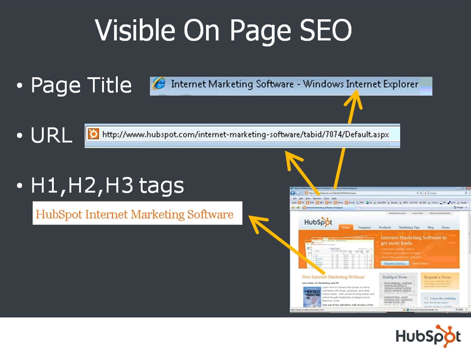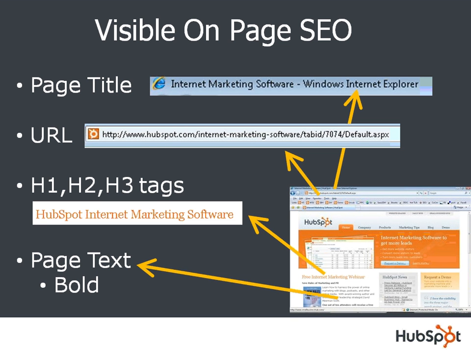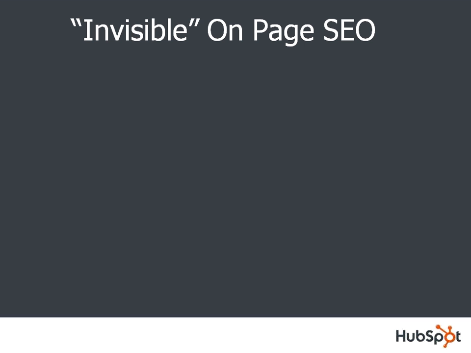So you look at all three of these things so far. I've got internet marketing software in all three of those fields. And then finally, on the page text itself, I've got the words internet marketing software in that page text, and even looking at what's bold and what's highlighted within the text is also important. So you want those same keywords on each page.